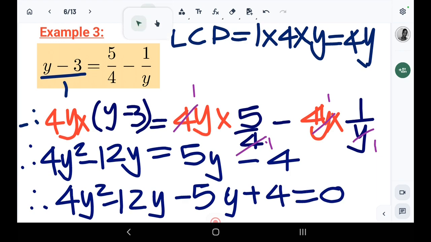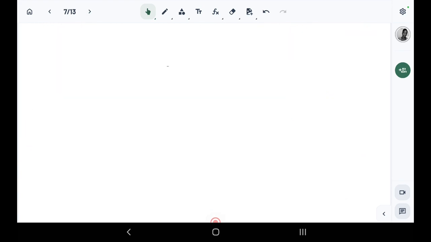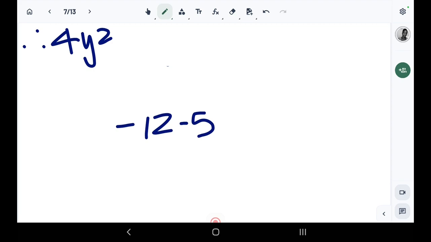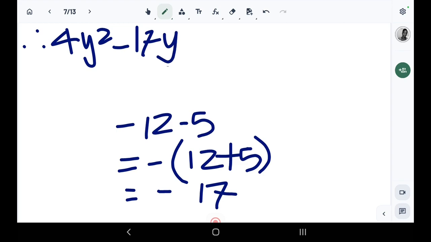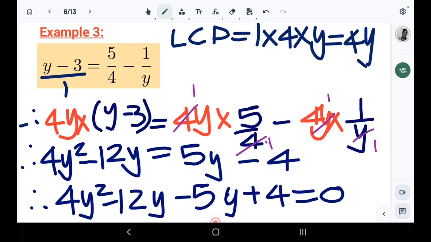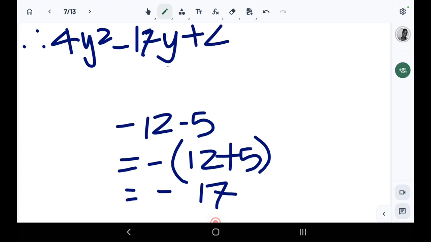Now add like terms. Which ones are the like terms? Negative 12y and minus 5y. Everything else stays the same. Therefore, 4y squared, you've got minus 12 minus 5. That is the same as minus in brackets 12 plus 5. Adding negative signs, that is minus 17. So that is negative 17y. Then the last number is 4 plus 4 equals 0.